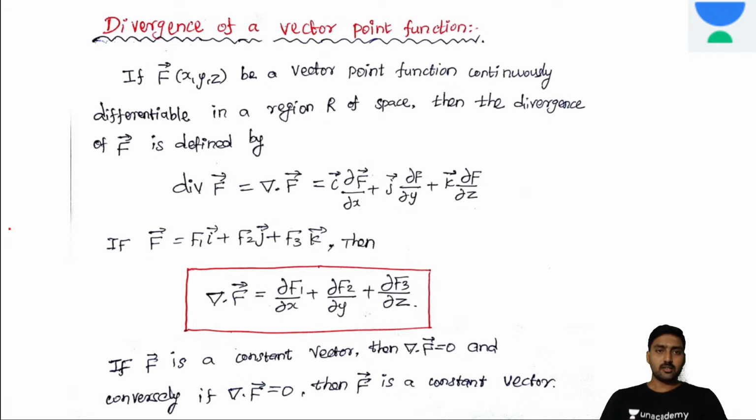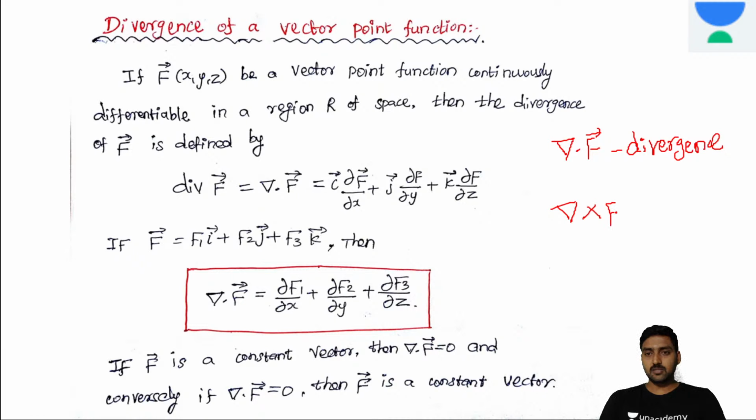Here, f vector is a vector point function. While applying the del function to the vector, it is called divergence. There are 2 categories available. While applying the del function with the dot product, it's called divergence of the vector field. While applying the same del with the cross product, it is called curl of the vector. These 2 are important, repeatedly coming topics in GATE and ESE.